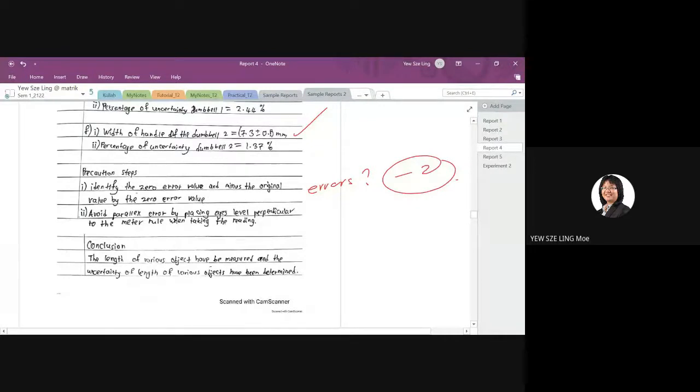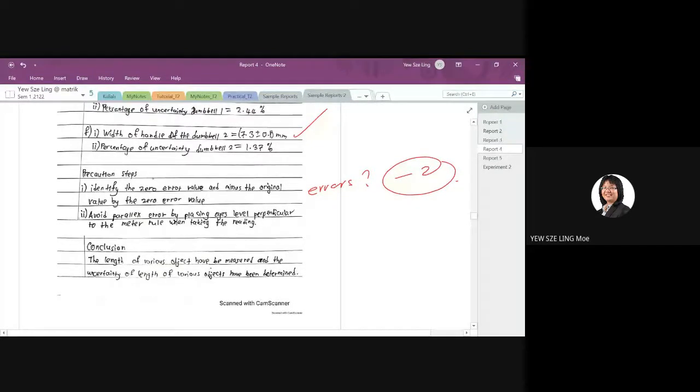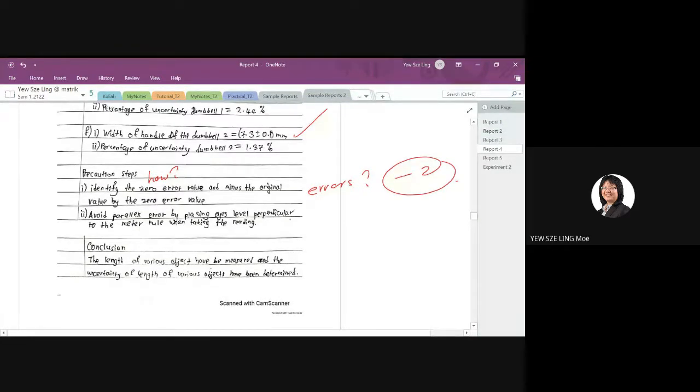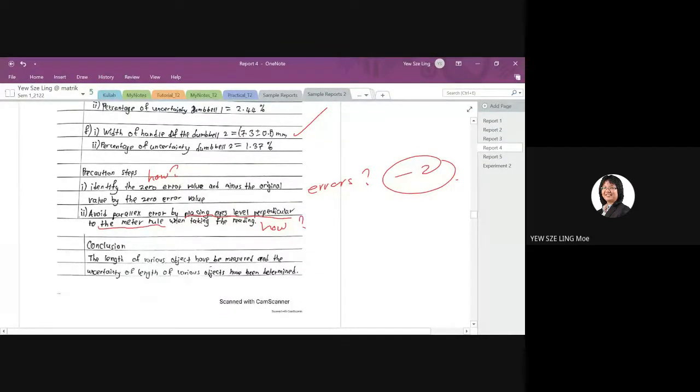A precaution step: identify the zero error value. How to identify? Then minus the original value by the zero error. Next, avoid parallax error by placing your eye level perpendicular to the meter ruler when taking the reading, but how? Both precautions, you didn't tell me how to do it. The first one I can accept, but the second one cannot. So at least 1 mark will be deducted again. Just the discussion itself, 3 marks gone.